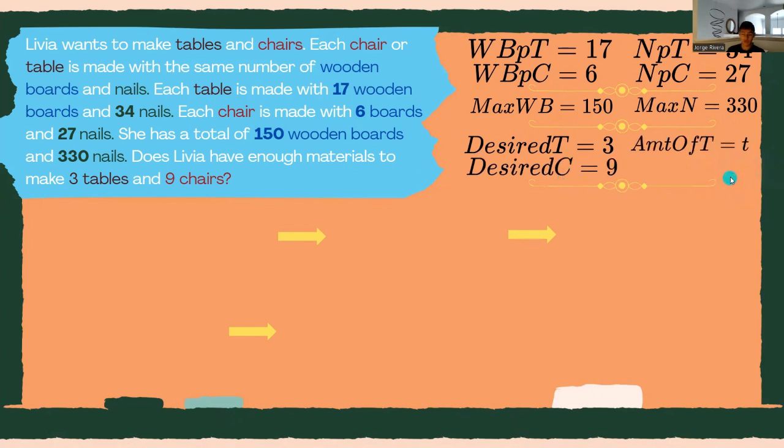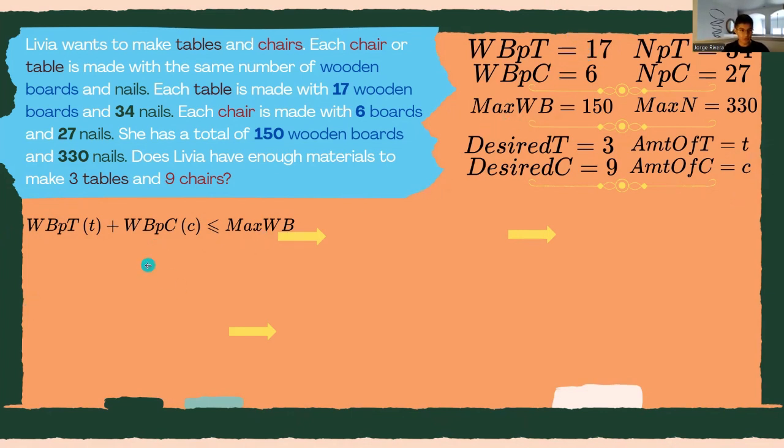And so the amount of tables is going to be set equal to T, and the amount of chairs is going to be equal to C. So here we have this equation. It looks very wordy, right? But all this indicates is logic. If we have the wooden boards per table times the amount of tables, and the wooden boards per chair times the amount of chairs, all of this has to be less than or equal to the max number of wooden boards, because you can't go over the amount of wooden boards that she has, because she can't get any more, right? You have to use less than or equal to 150. And so it's just setting up that ratio.